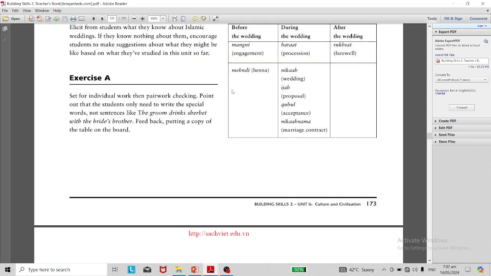So we have Mangini between two brackets is what? Engagement. Mehendi between two brackets is what? Henna. Like our culture here, we have henna before the wedding and during the wedding and after the wedding.